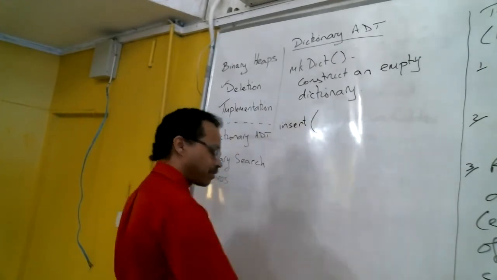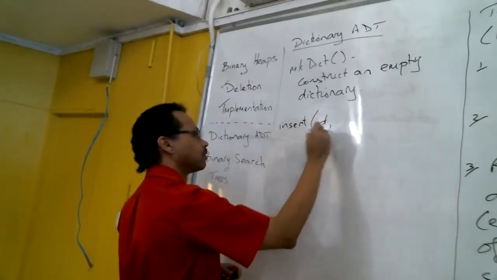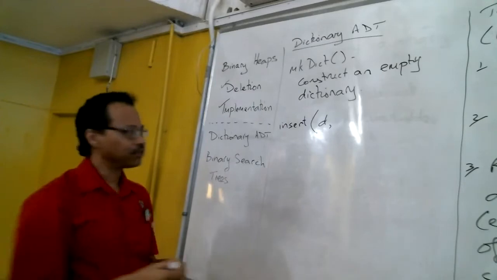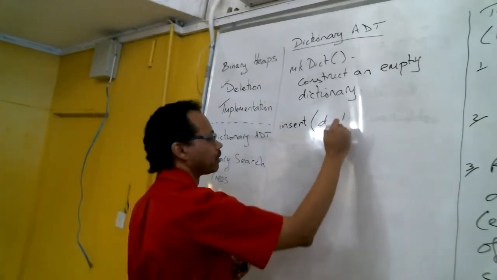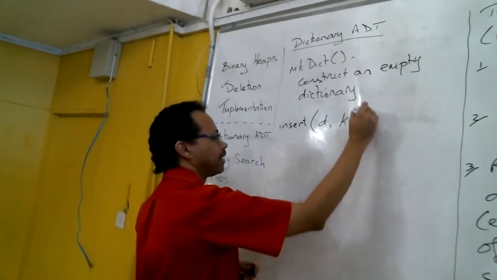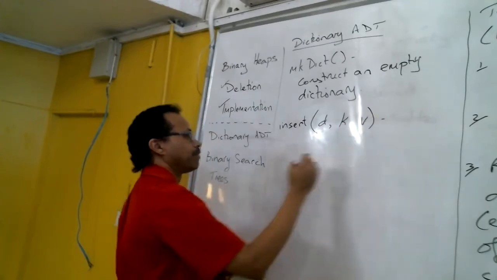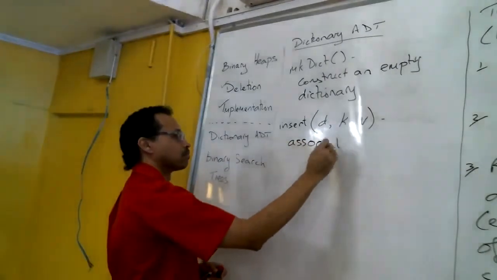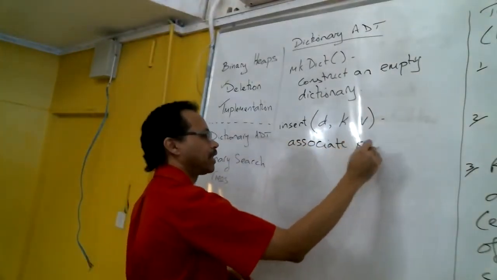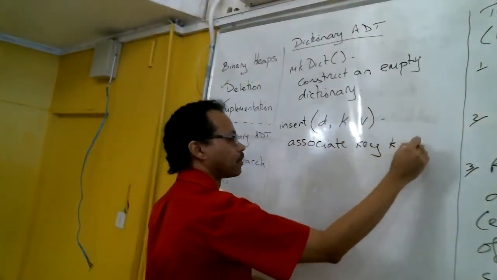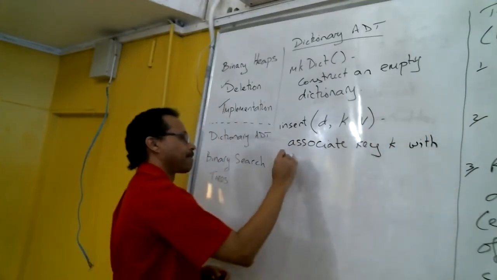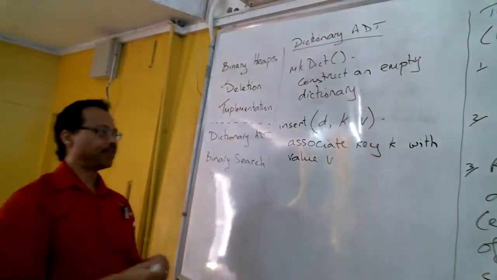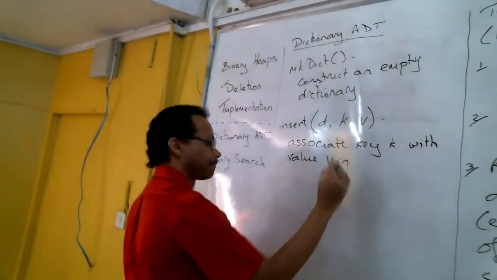And when we're inserting, we're going to want to store an association. So it's not usually just one thing. Typically you'd store a key and a value. And what we want to do there is associate the key K with our value V in D, the dictionary D.